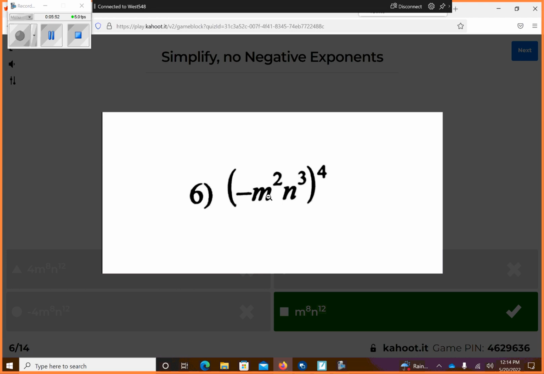Yeah, so the trick on this one is that this is an even exponent, that means the negative is going to go away. So I get m to the 8th, n to the 12th when you're multiplying them, okay?